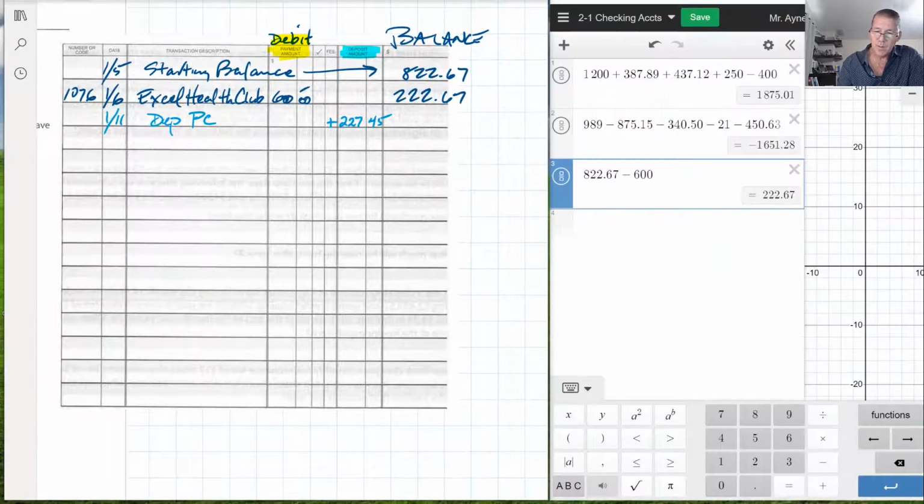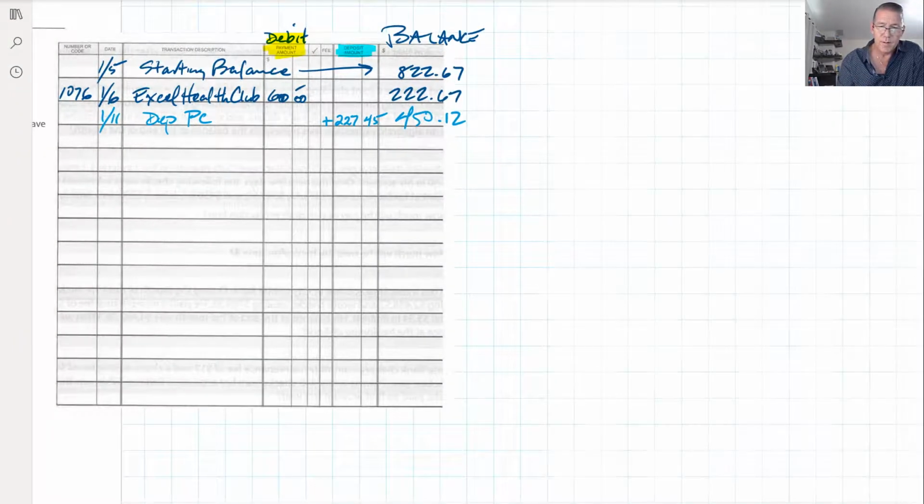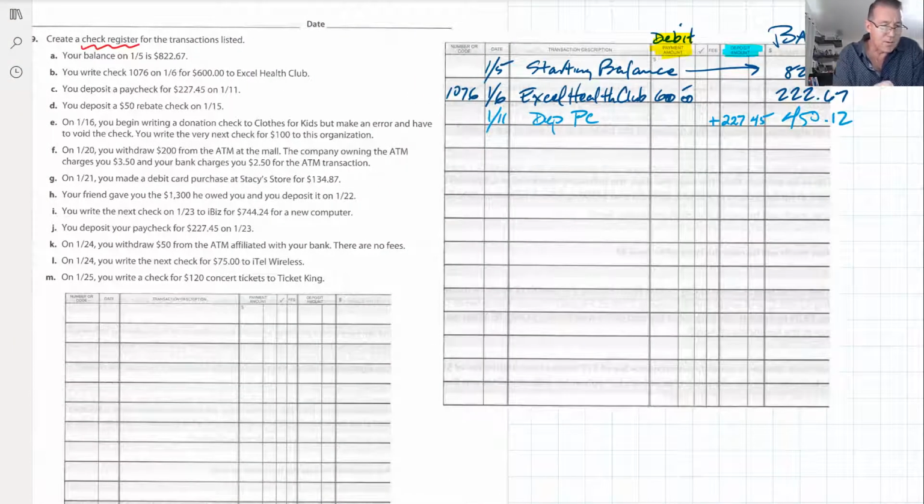All right, so here we go. So we're just going to add 227, so whoops, you got to type in a plus sign, plus 227.45. All right, it gives you a new total now. All right, $450.12. Great. Okay, so let's move on. Next one. So we're done with these three here. Just cross them off as you go.